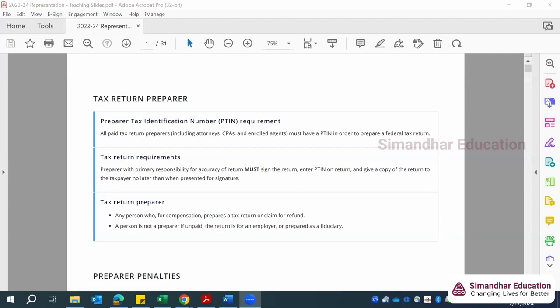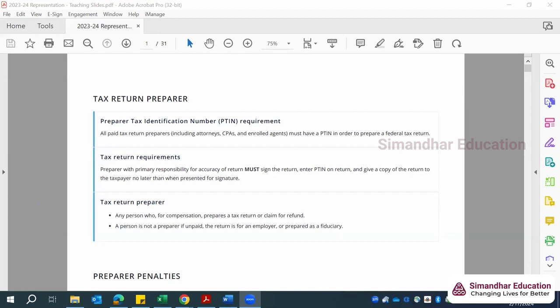The next thing that we are going to do is learn about the tax return requirements. That means if someone is preparing the tax return, what are the few things that they should be doing? First is that they should sign the tax return. Unless it is spelled out by the IRS that you don't need to sign, you need to sign all the tax returns. Okay. You must enter your PTIN on the return.